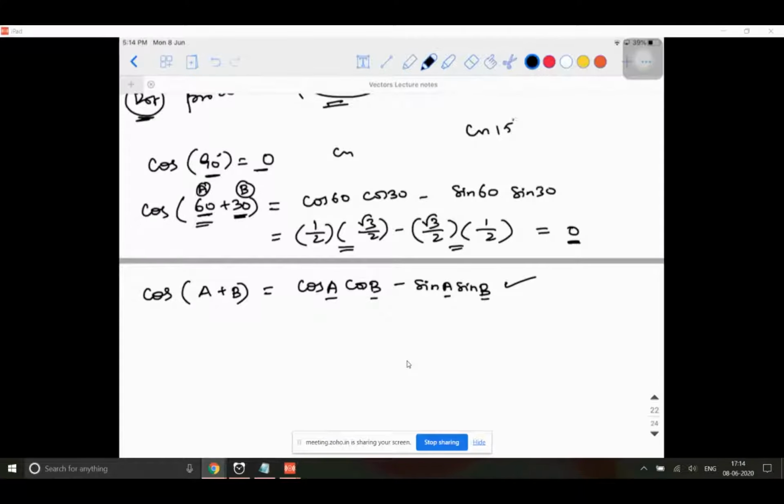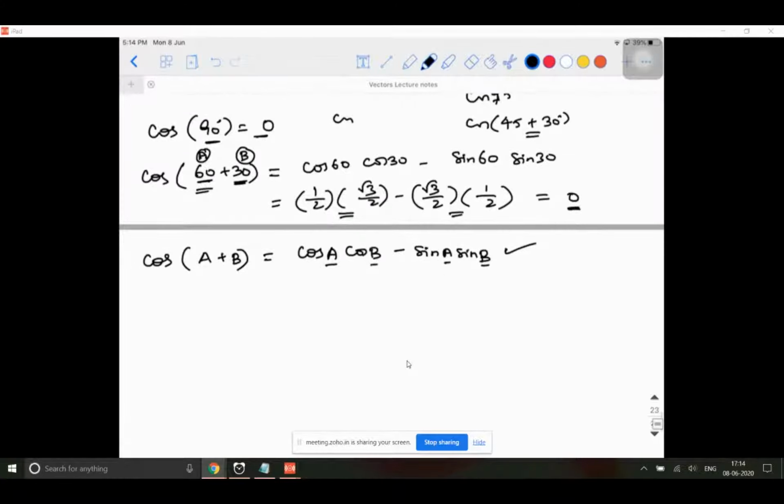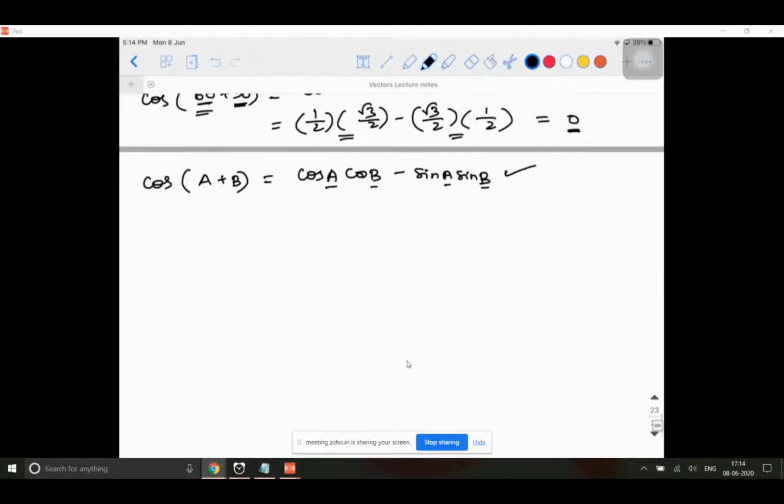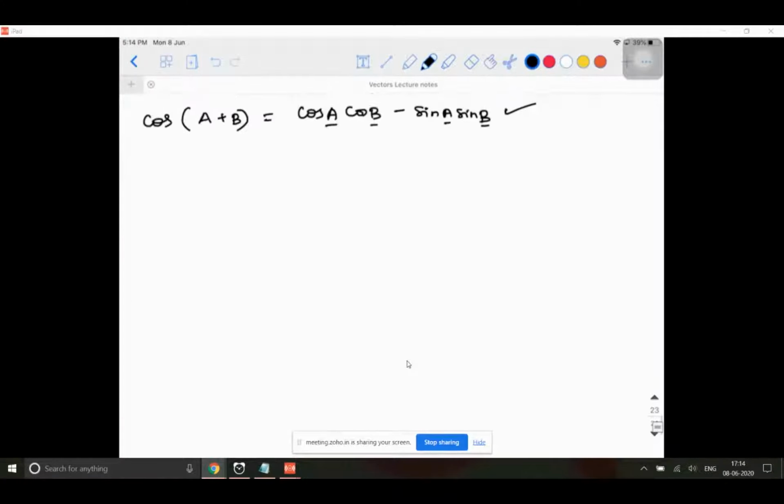Suppose I ask you cos 75 degrees, then how can you write it? What are the known two angles whose sum is going to be 75? 45 plus 30. Then you can apply this formula. Whatever answer you are going to get, that is going to be the final answer.